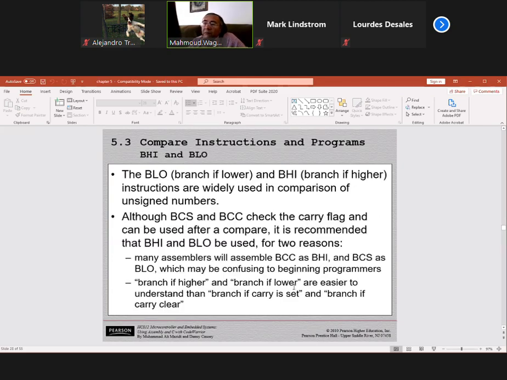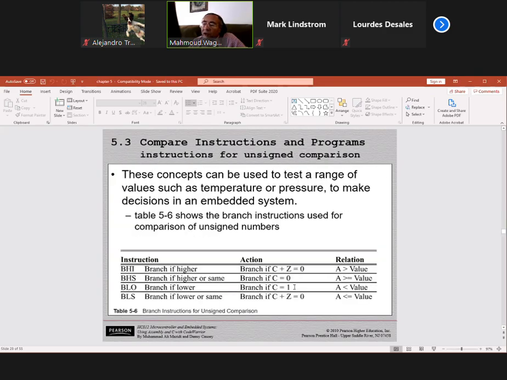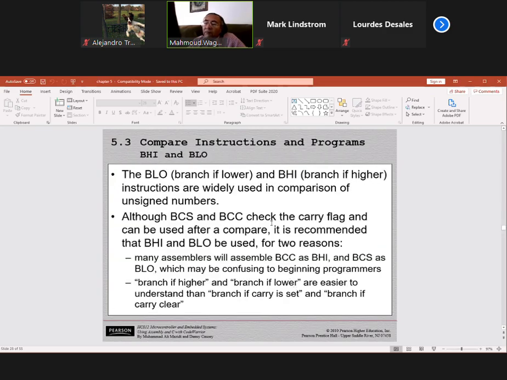We have a number of instructions that are relevant to that. The branch on lower and branch on higher are widely used in comparison of unsigned numbers.